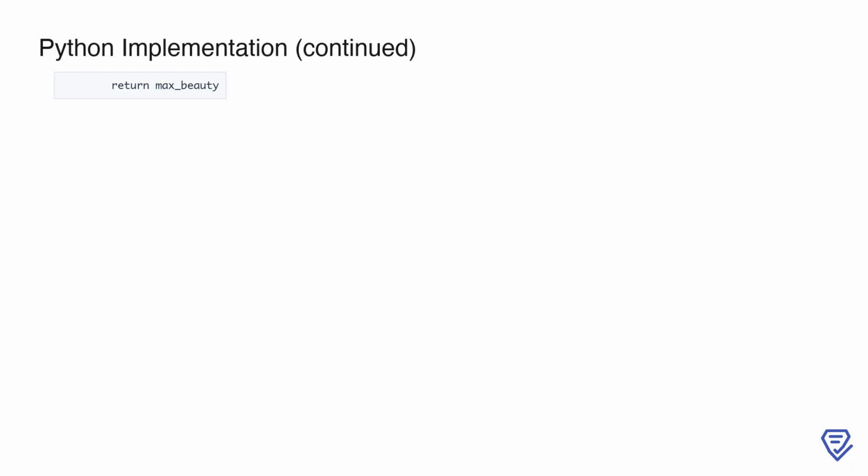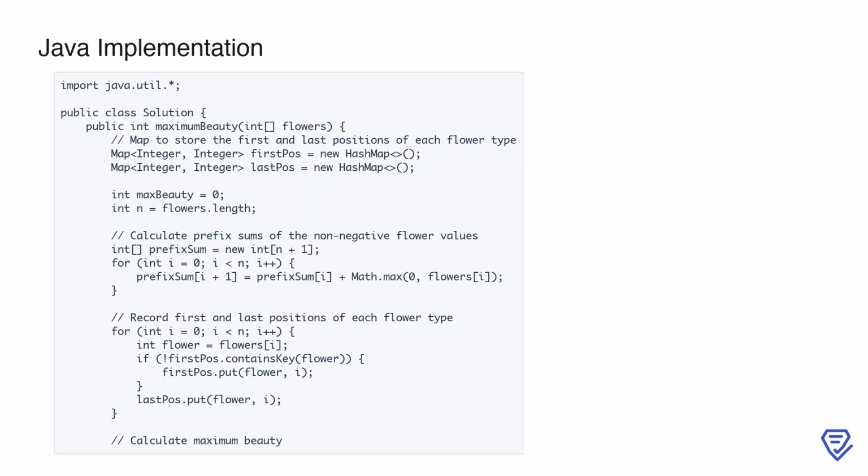Once all flower types have been processed, we return the max_beauty variable, which contains the highest beauty value achievable for the garden. In this implementation, we start by importing the necessary Java utilities and defining our solution class with the method maximumBeauty. The goal is to calculate the maximum beauty of the garden by analyzing the flower array.